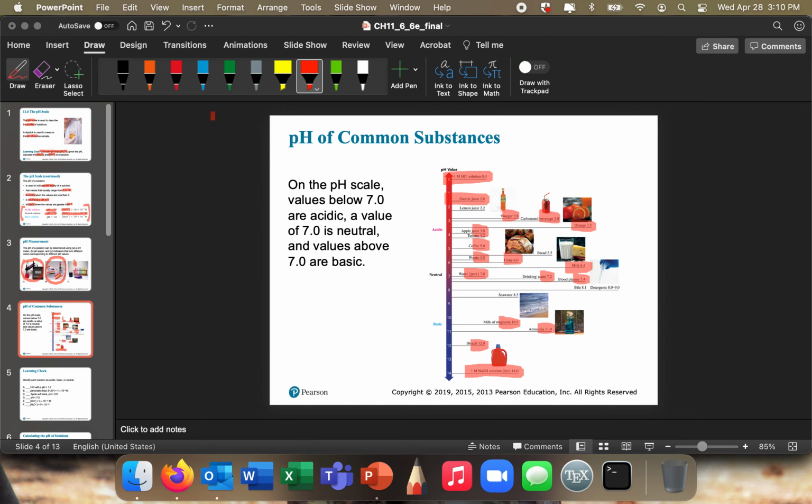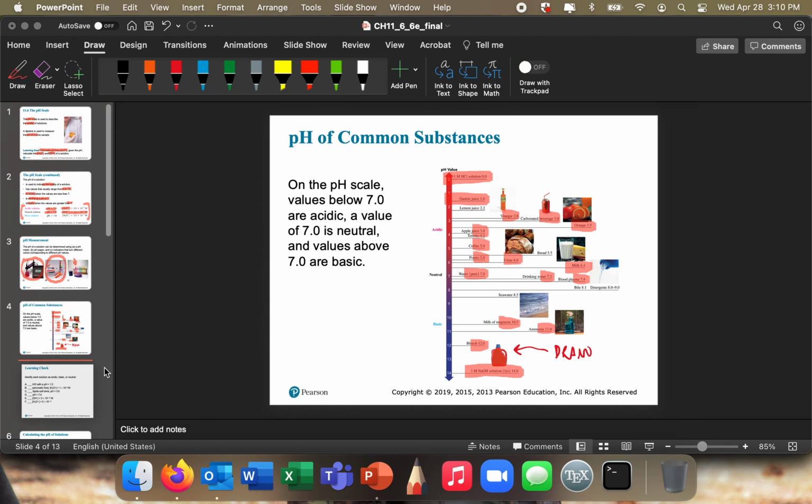And by the way, notice that the shape of this bottle is like Drano, right? Because that's what it is, Drano. It's not 1 molar. Drano is actually much more concentrated than that, and it has a pH that's outside the range of 0 and 14, funny enough.